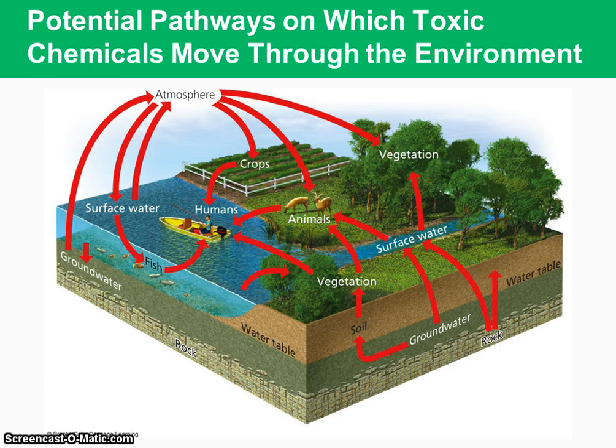Pathways on which toxic chemicals move through the environment. And I don't think this picture is any surprise. We know that chemicals can move from the atmosphere to our crops and to our water. They can move from the water to the atmosphere. We've talked about that with other chemical compounds, things like acid rain. We've talked about carbon cycling. We've talked about nitrogen cycles, phosphorus cycles. So I don't think any of this is a great surprise. Any chemical can move and cycle through the environment.